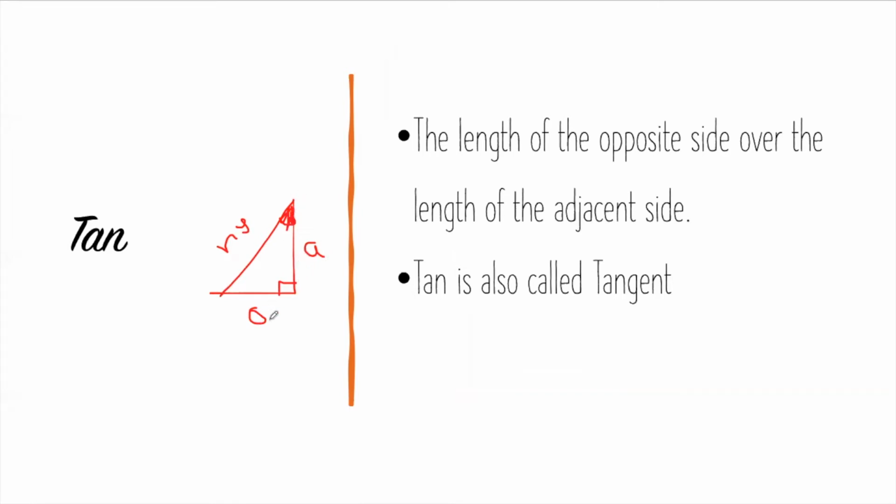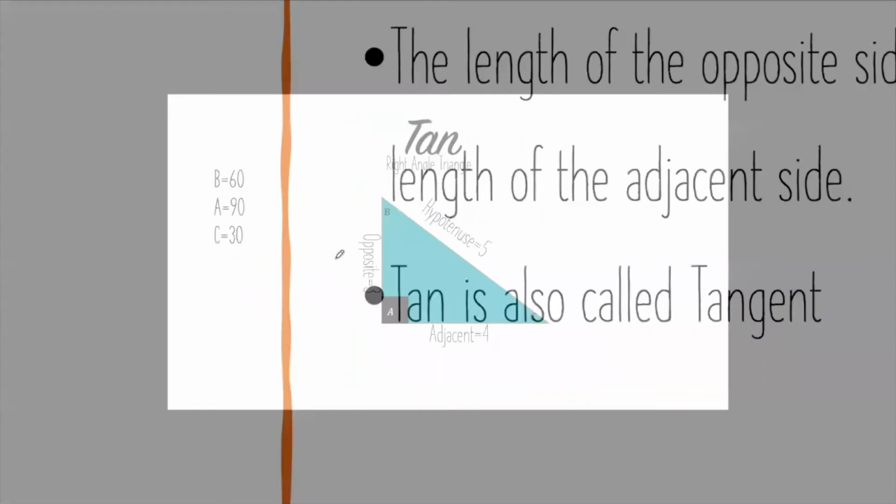But if we made this the adjacent, it wouldn't be touching an angle, but the adjacent has to touch the angle. The opposite doesn't touch the angle. That's why this is going to be the opposite. This is going to be the adjacent. Remember, tan can also be called tangent.